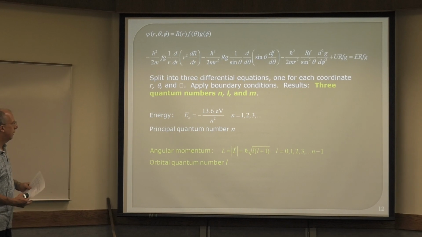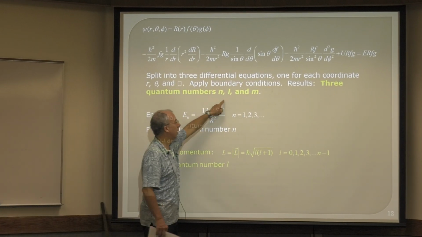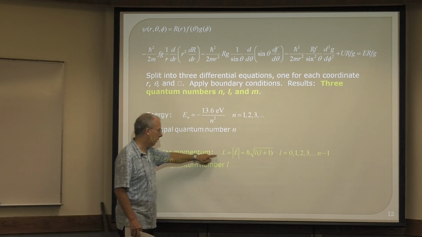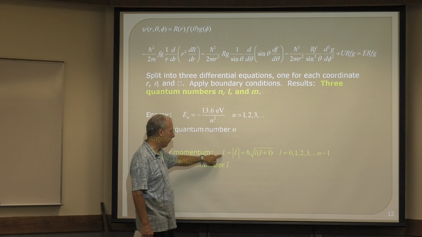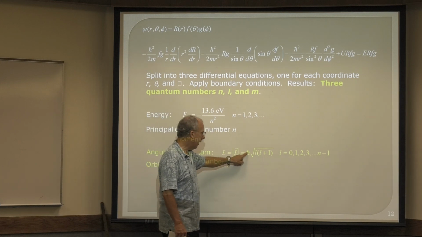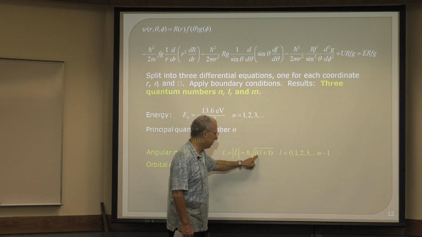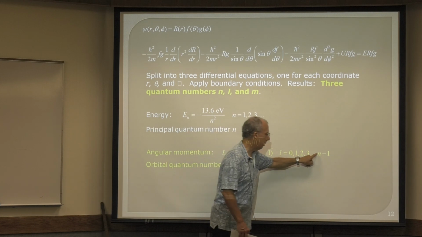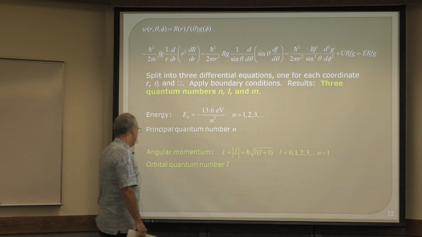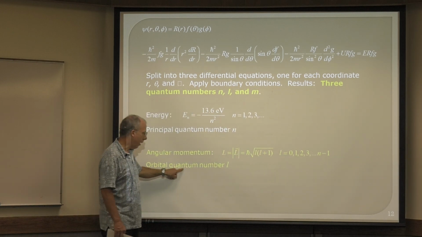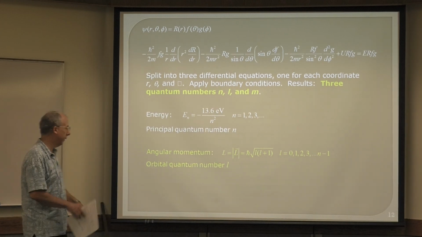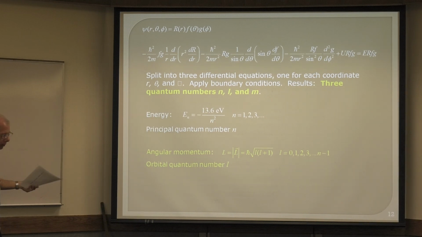The second quantum number is L, and that has to do with angular momentum. So here's the angular momentum. This is just magnitude, right? So the magnitude of the angular momentum, and here it is. It's h bar square root L parentheses L plus 1 parentheses. And it starts at 0, and it goes to n minus 1. So that's called the orbital quantum number L. And you'll see why it's orbital later on. Okay, so that means that angular momentum is quantized, and we've seen that before.